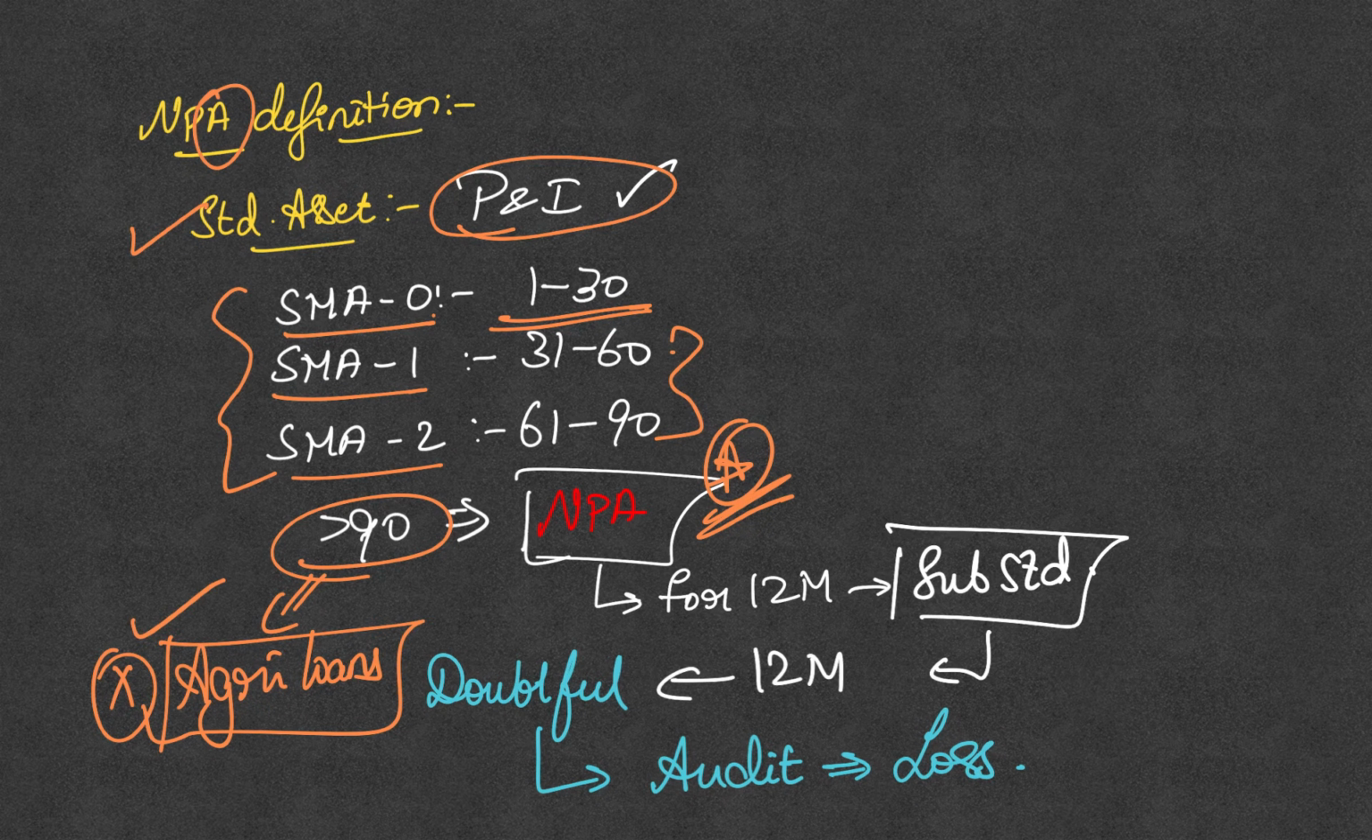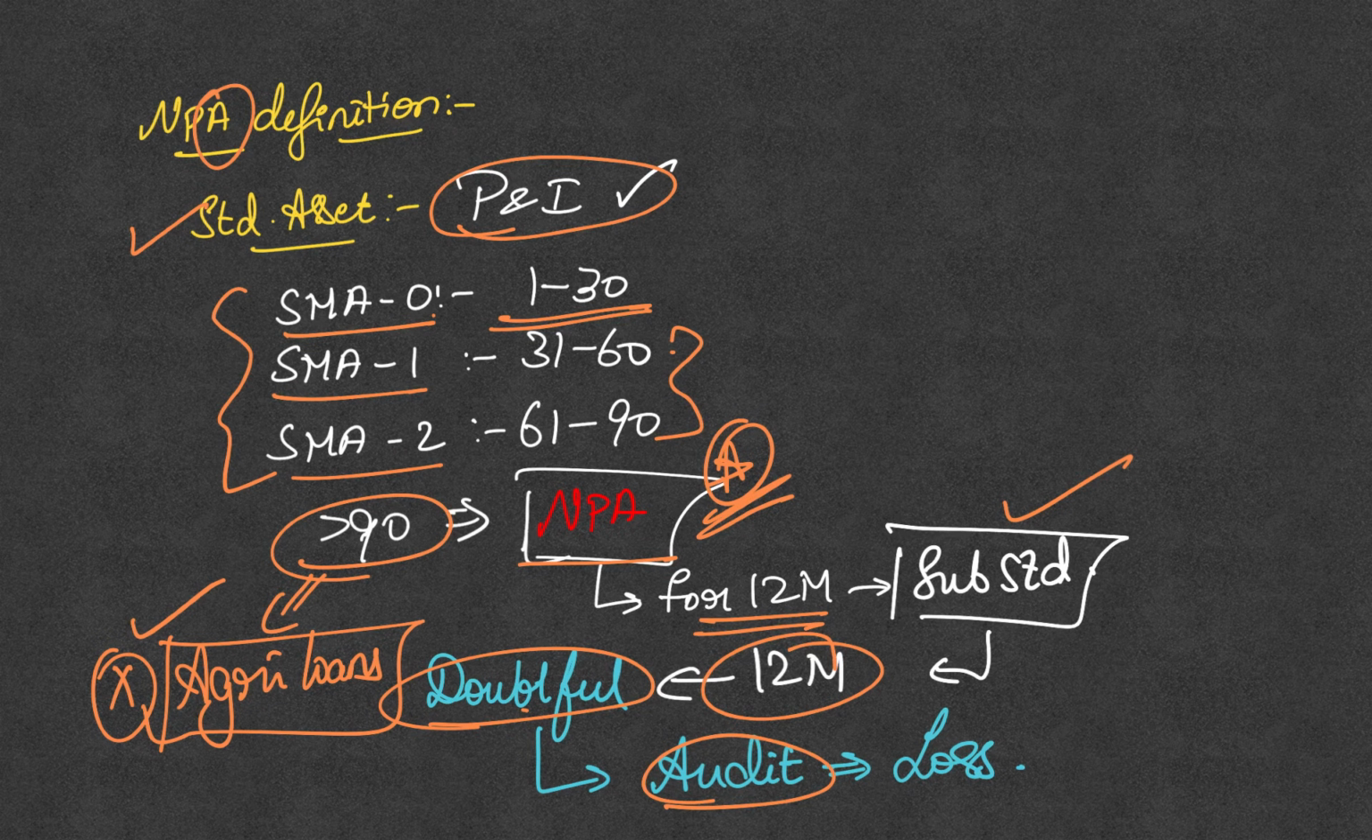Just remember this exception. Now, if this asset remains a non-performing asset for 12 months, it is called substandard, and if it remains substandard for 12 months, it is called a doubtful asset. And an auditor will review this doubtful asset and look at the scope of recovery, and if he sees that there is absolutely no scope for recovery, the auditor will declare it as a loss.